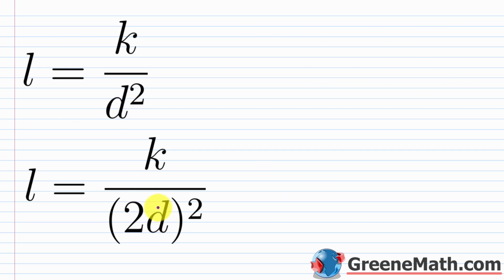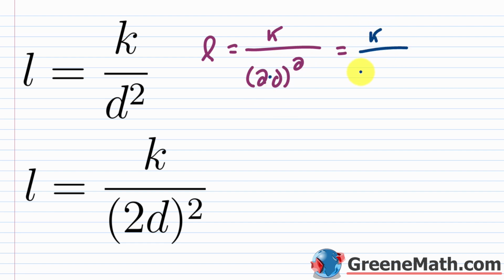And then all you have to do is simplify. So let me do that up here. So if we have L, again, that's my lowercase l, is equal to K over, you would have 2D squared. Remember how this rule applies. This exponent of 2 is applied to the 2 and then the D, because this is multiplication inside here. So it goes to each factor. So this is K over 2 squared times D squared, which would be equal to K over 4D squared.